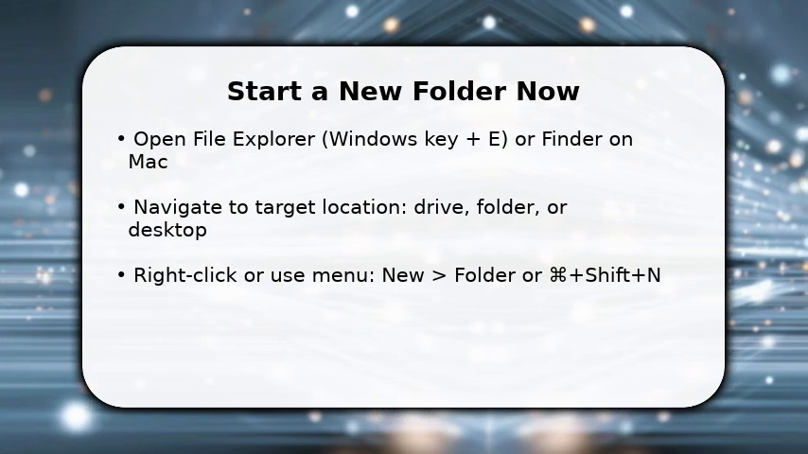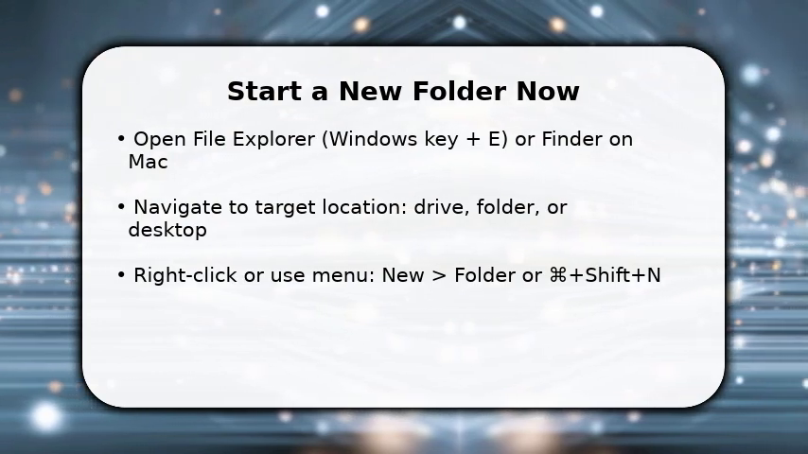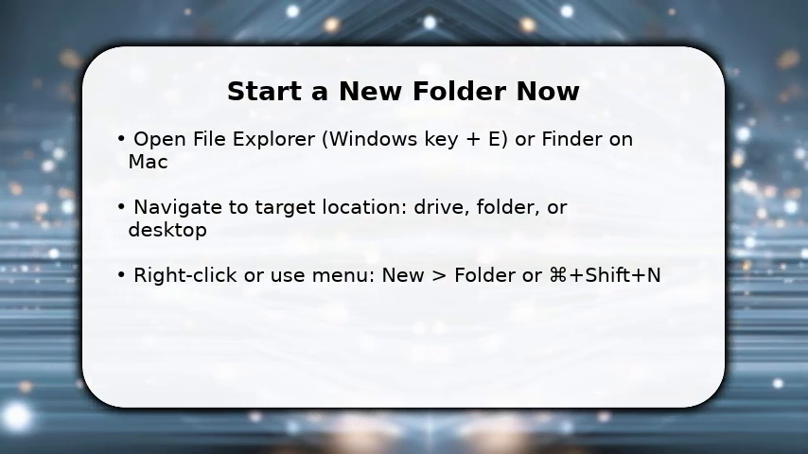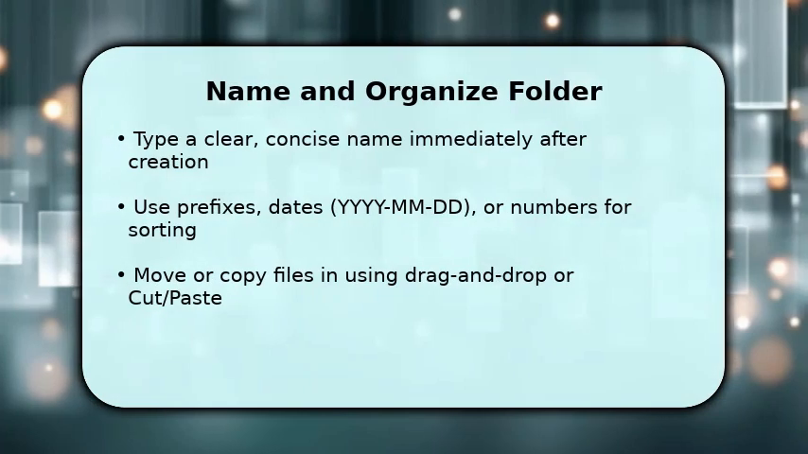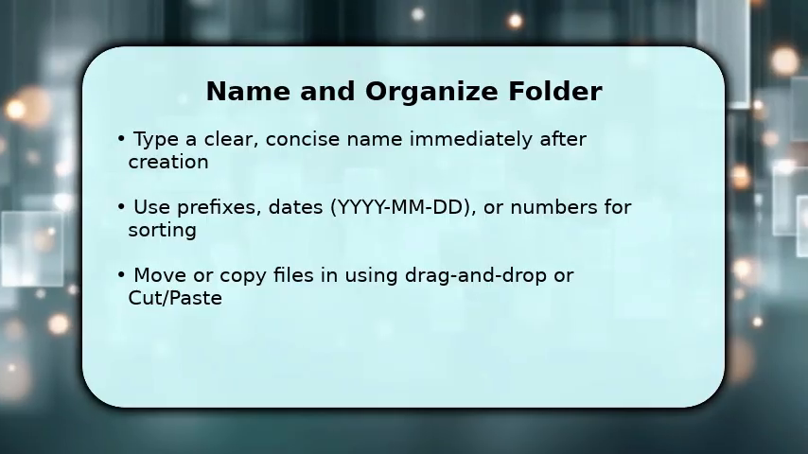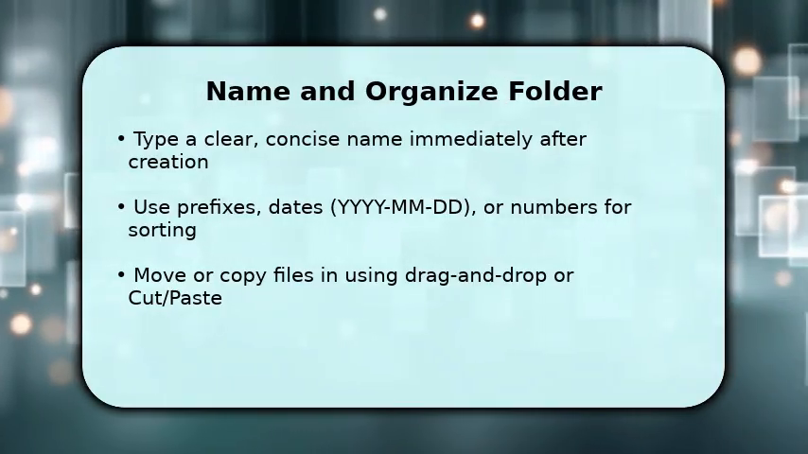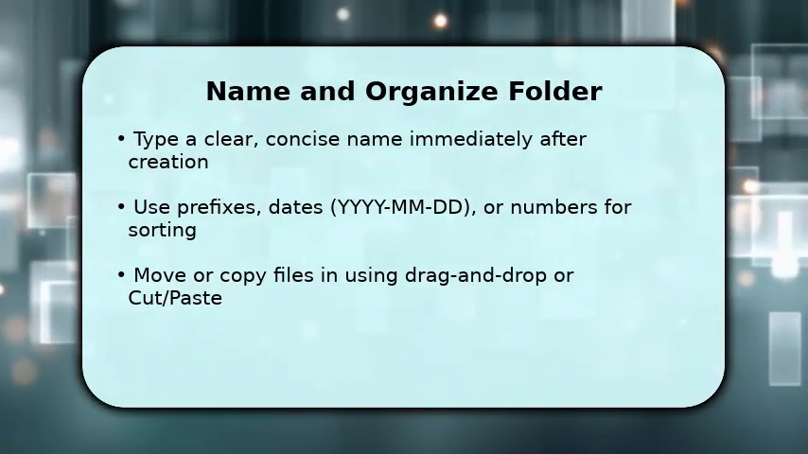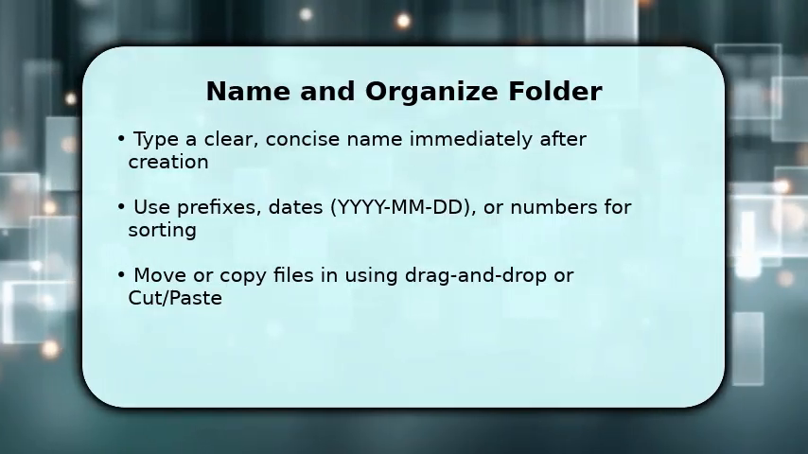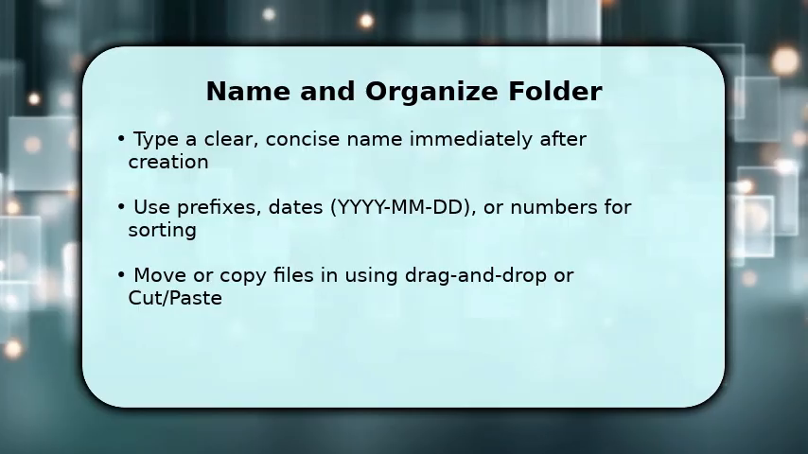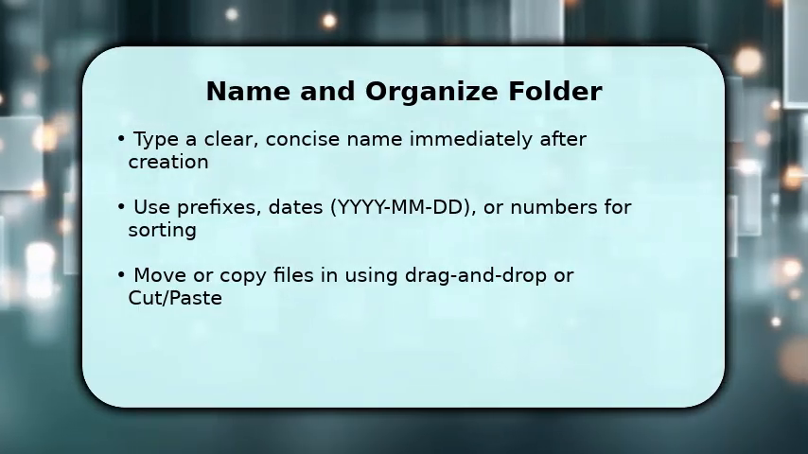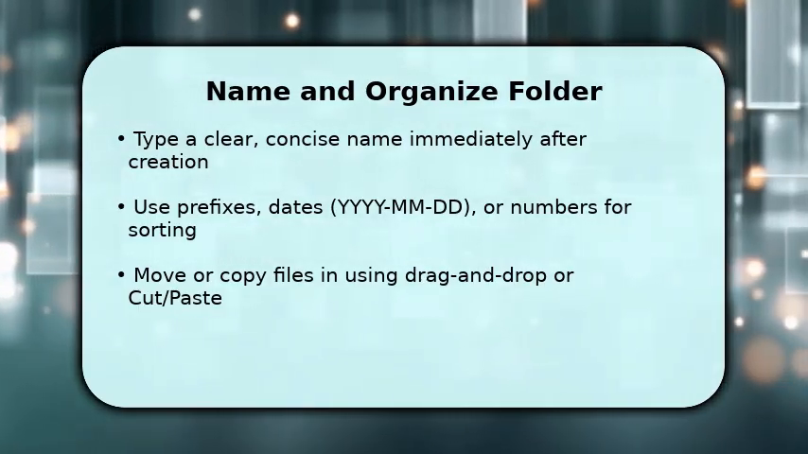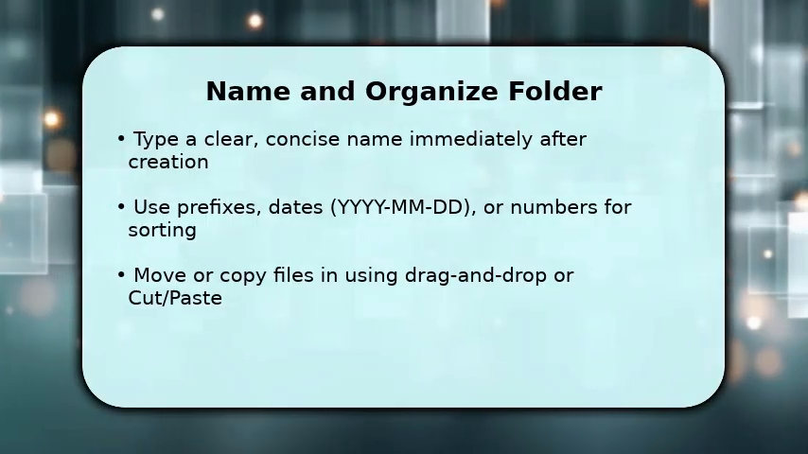Now name the folder with a meaningful label so you and others can find it. Good names reduce future rework. Once named, decide on organization. Use prefixes like 2026-01-01 or numbering to force sort order, and create subfolders if you need categories. To populate it, drag and drop files from the source or use cut and paste to preserve paths.